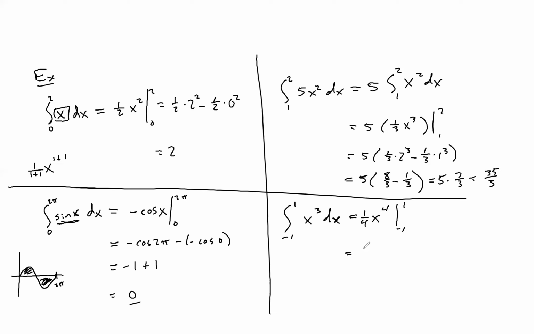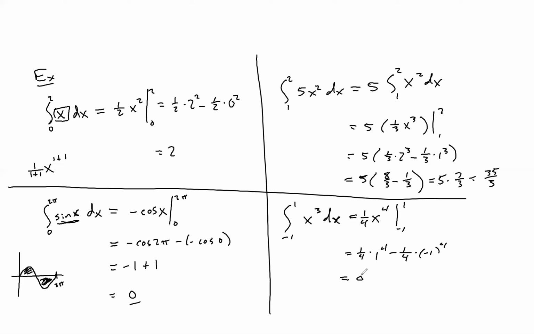So I need to do 1/4 times 1 to the 4th power minus 1/4 times -1 to the 4th power. And what does this give us? That's 1/4 times 1 minus 1/4 times 1. So that would be 0.